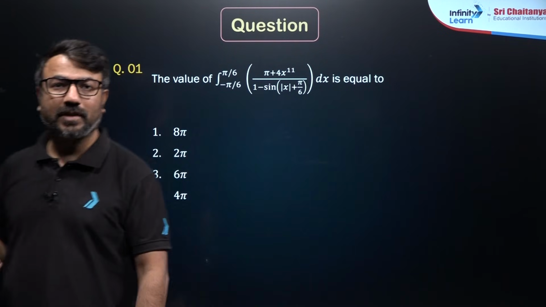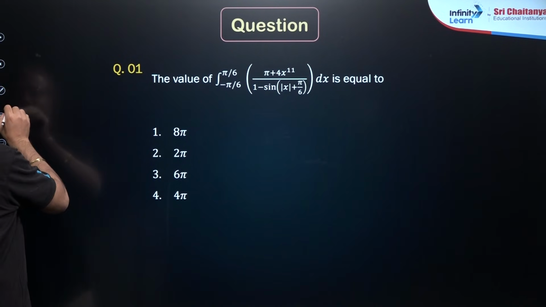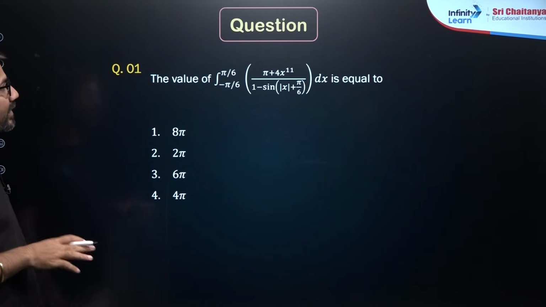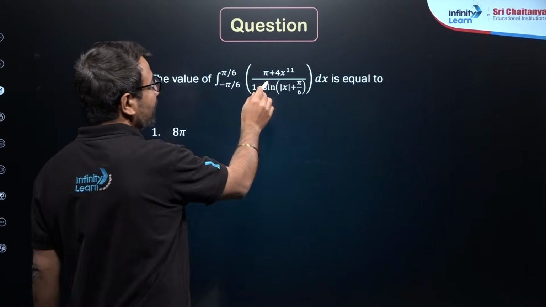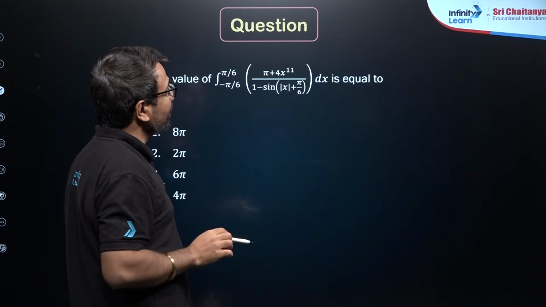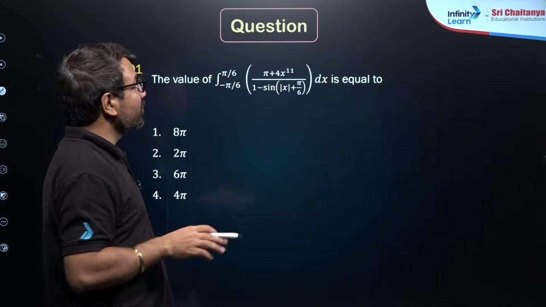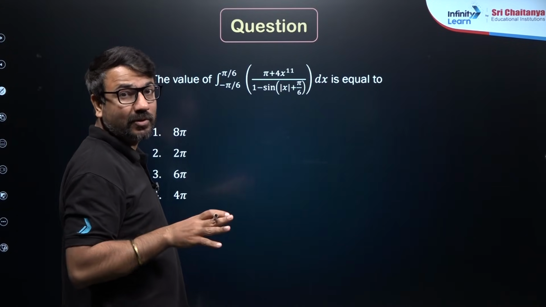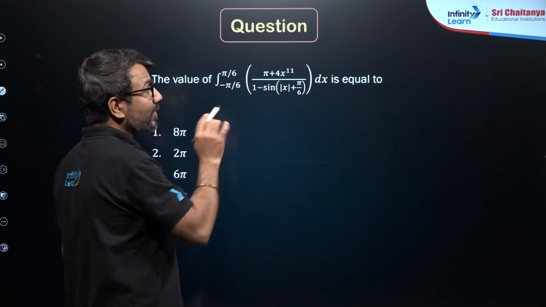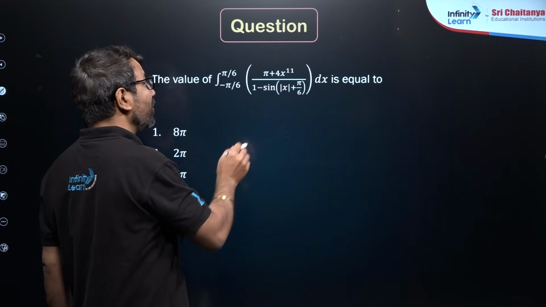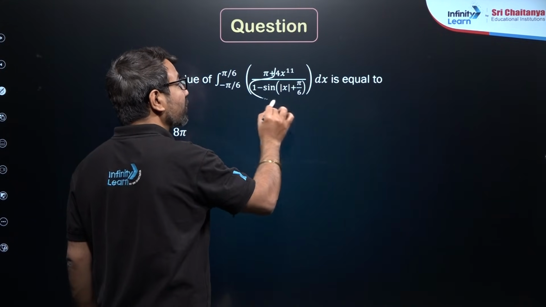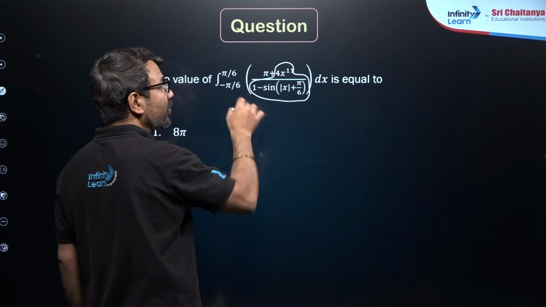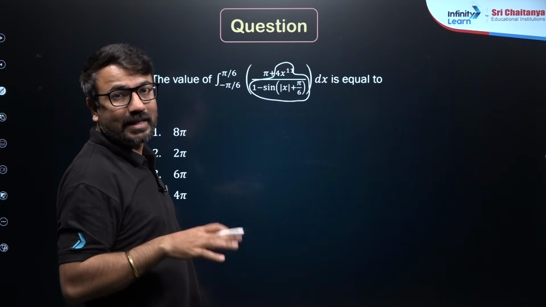So first question is of the integration. You have to integrate from minus pi by 6 to plus pi by 6, and then they have given here pi plus 4 times x raised to the power 11 and 1 minus sine theta. So basically, my dear students, here minus a to a is given to you. So you just have to see that which part of this function is odd function. You will observe that this part of the function, 4x raised to the power 11 whole divided by 1 minus sine theta, is an odd function.